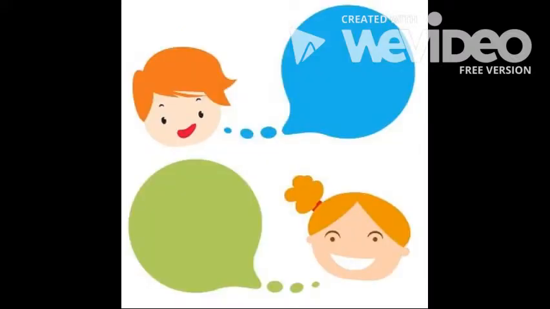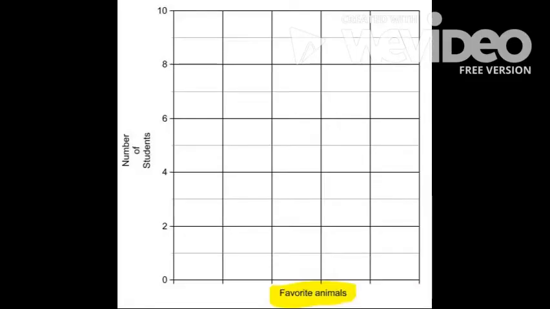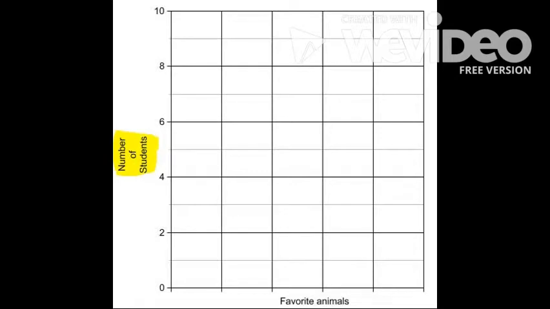Let's say I asked 25 of my classmates what their favorite animal is. And in order to keep my data, I made a chart and I tallied how many of each animal was a favorite of one of my classmates. And 8 chose dogs, 6 chose cats, 4 picked birds, 2 liked snakes, and 5 liked hamsters. And when we make our chart, the favorite pet animal is the x-axis, and the number of my classmates that liked each animal is my y-axis.